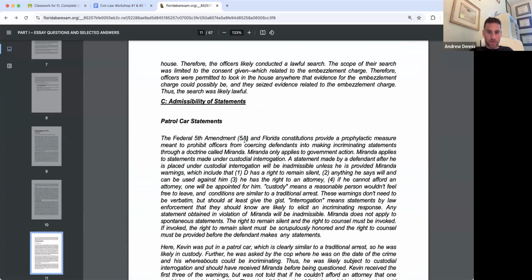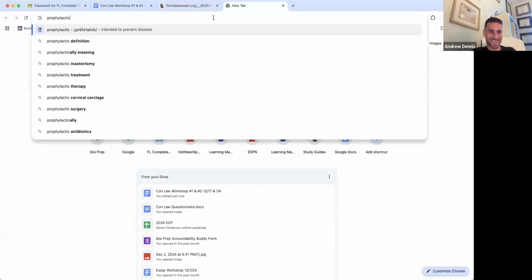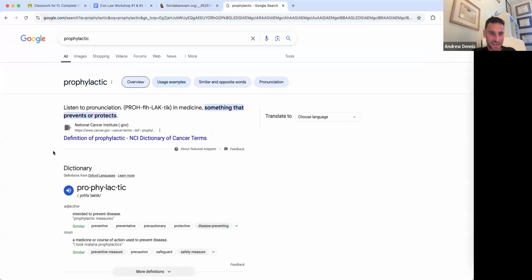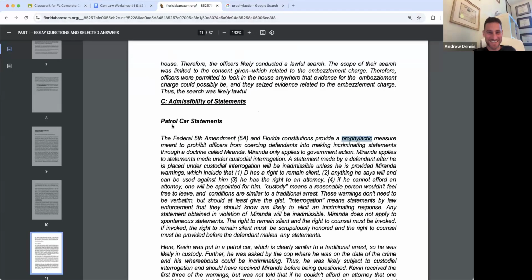The federal 5th Amendment, good old 5A, and Florida constitutions provide a prophylactic. What? I've never seen that word used in this. Is that cool? You guys like that word right there? A prophylactic. You don't like that? Who wrote this? Okay. I'm sorry, I'm stuck on this. Prophylactic? Okay, it's supposed to be protective. I was gonna say there's no way this is the word. Something that prevents or protects. Yeah. Okay. It is prophylactic. That does make sense. Wow.